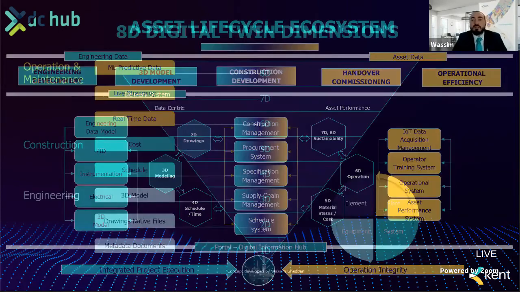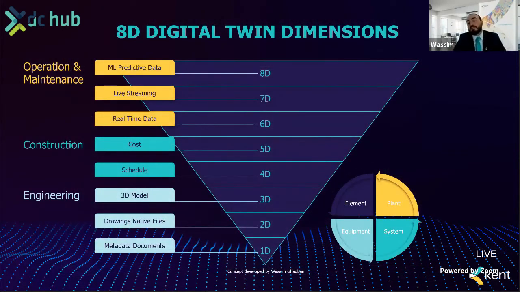So 8 dimensions, this is the approach that we created to make a standard approach for understanding the information that we need to capture for the equipment, system, or plant. So during engineering, we are capturing this level of information, then in construction and operations to achieve the 8D dimension.